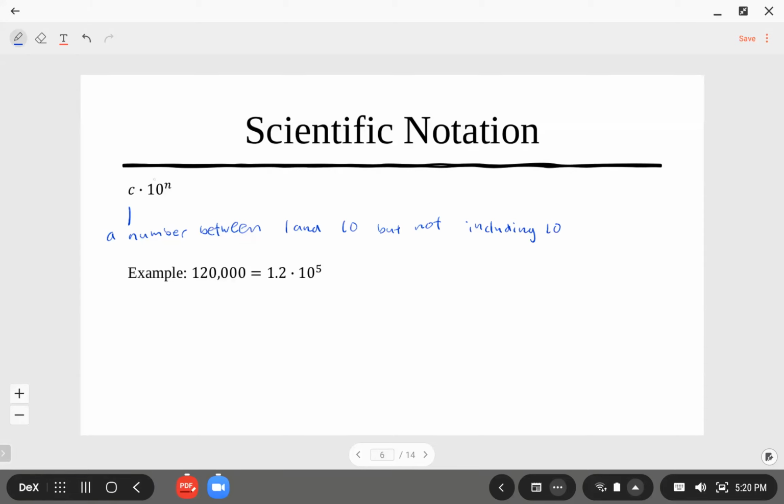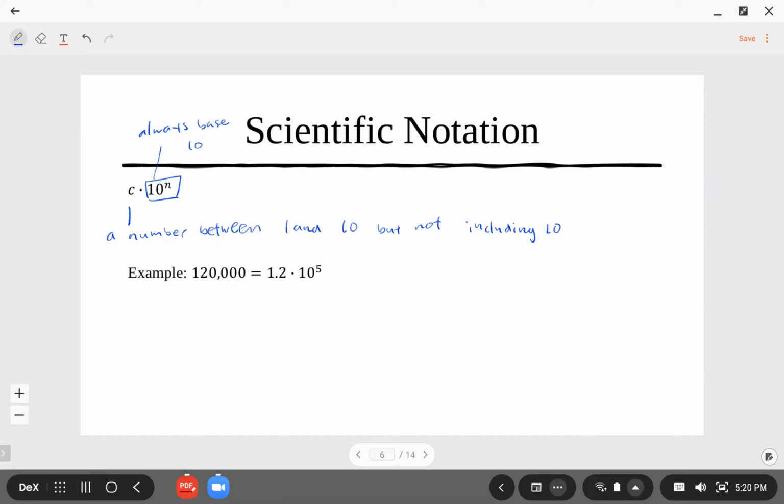And this exponent over here, this exponent can't be 5 to the n. It can't be 3 to the n. It can't be that. It is always base 10. Okay, always base 10. So that is basically a very basic structure of scientific notation, okay?